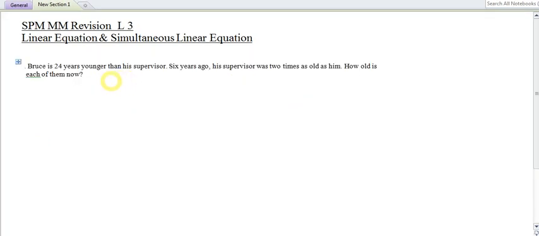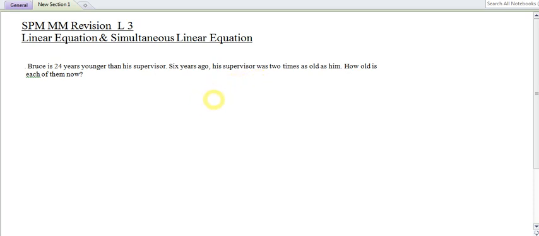Okay, so we try the last one. This one also simultaneous linear equations, but you have to form the linear equation yourself. Bruce is 24 years old, younger than his supervisors. 6 years ago, his supervisors were 2 times as old as him. How old is each of them now?